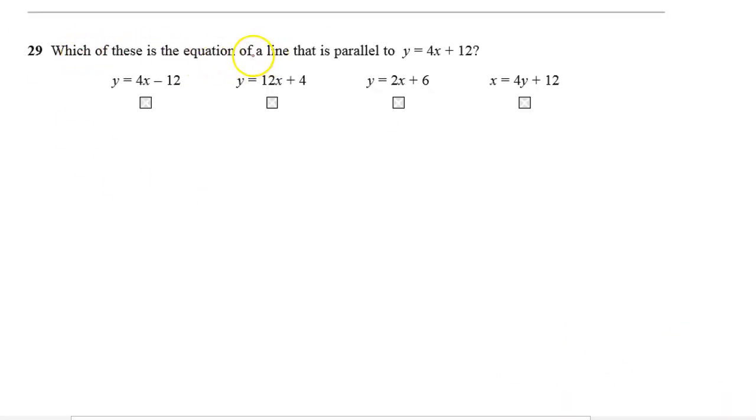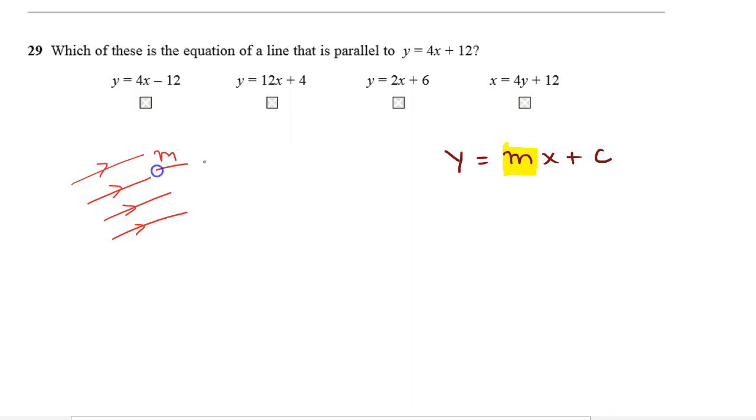Which of these equations is of a line that is parallel? If the equation is y is equal to mx plus c. Lines are parallel if the slope is the same. This one, this one, this one, this one, all are parallel because they have the same slope. Slope in mathematics is called m. M means the number with x. You can also say the coefficient of x, if the coefficient of x is the same.